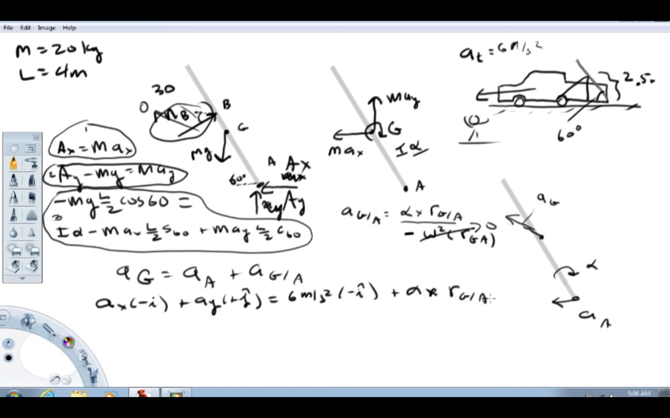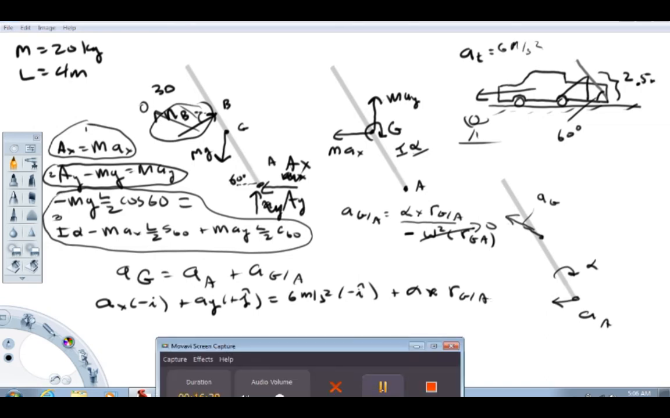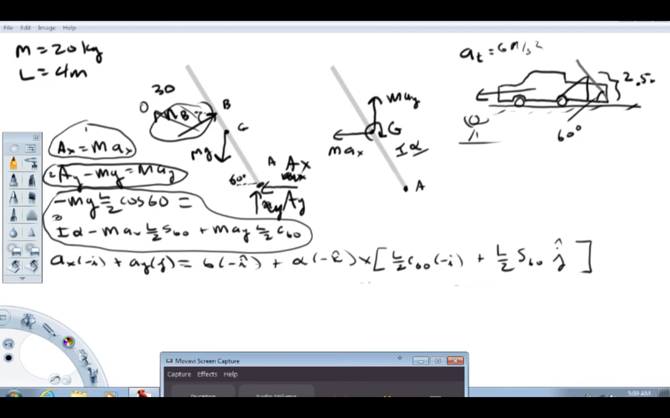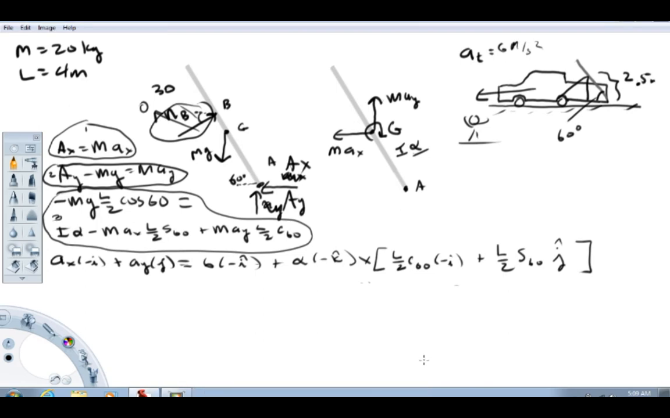So I'm going to take a moment, pause this, and clean this equation up and try to make myself some more room. So I cleaned it up a little bit, rewrote this equation up here, and wrote the angular acceleration vector as alpha in the minus k, because I have alpha pointing clockwise. The position vector G with respect to A is L over 2 cosine 60 to the left, that's the minus i, and then L over 2 sine 60 up. Now, this is a vector equation, so we should get two scalar equations out of this, and we should be able to get this thing solved.